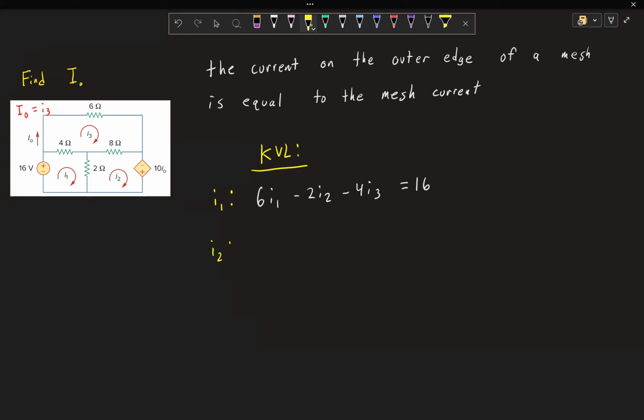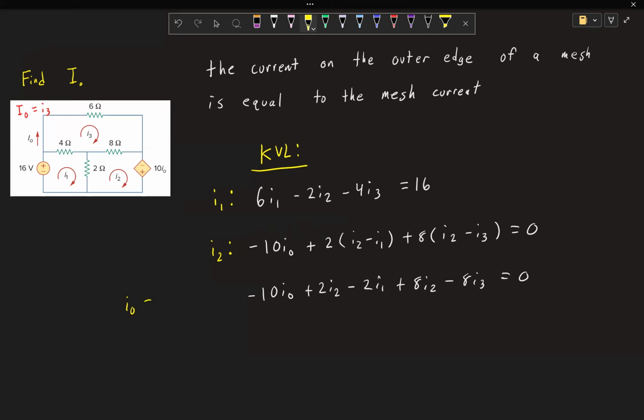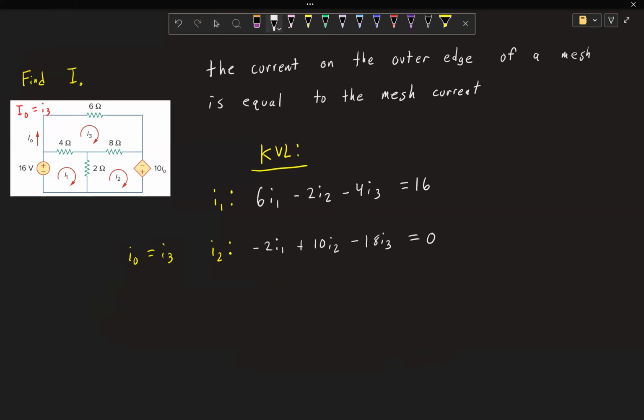Okay, we can repeat the process for mesh 2. So we'll have a minus 10 I naught plus 2 I2 minus I1 plus 8 I2 minus I3 equals 0. And then simplify. Then remember, I naught is equal to I3. So you can just change this I naught right here to an I3 and then combine like terms, and you should get the following equation. Now, one more time for I3, we'll have a 6 I3 plus 8 I3 minus I2 plus 4 times I3 minus I1 equals 0. Simplify and combine like terms.